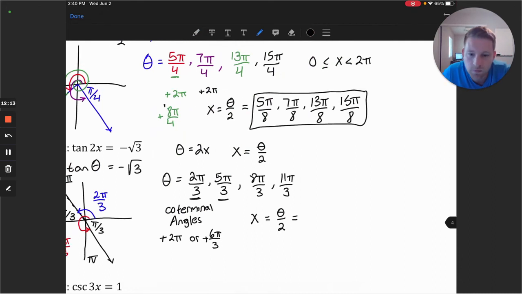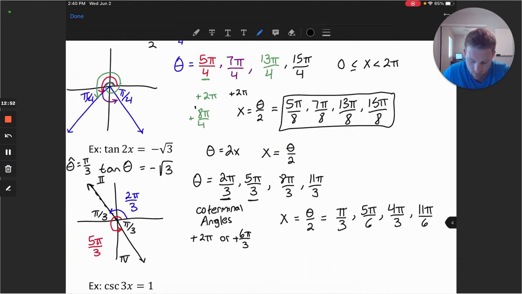So dividing each of the 4 angles by 2, the first angle, 2 pi over 3 becomes pi over 3. 5 pi over 3 becomes 5 pi over 6. 8 pi over 3 becomes 4 pi over 3. And then again, dividing by 2 for the last one will be 11 pi over 6. So these 4 angles will give me solutions for the value of x that's in the original equation.